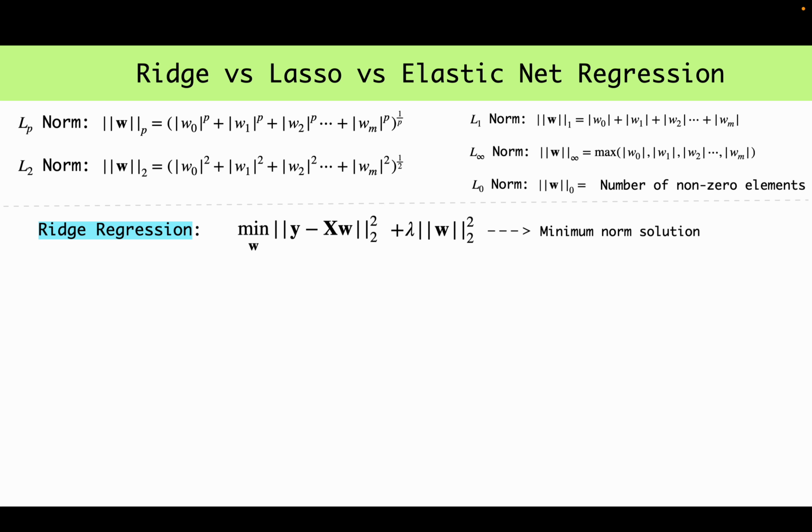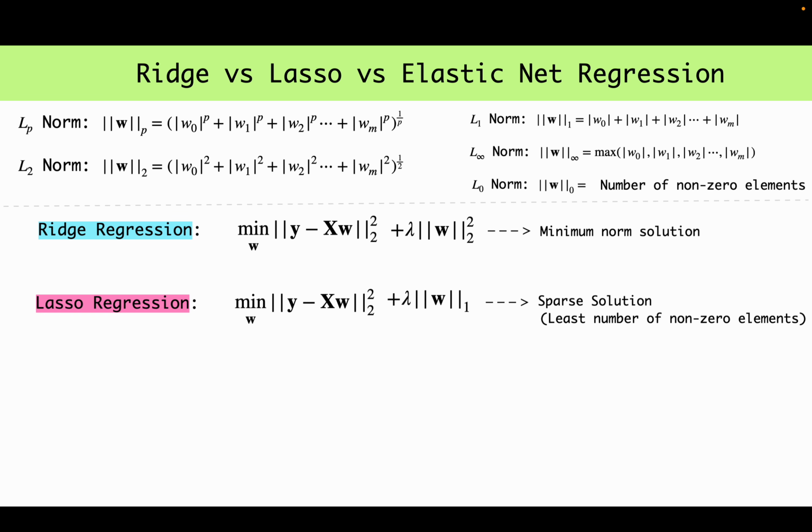So this is the first regression, called ridge regression, where we use L2 norm as a regularizer, and the second one is the lasso regression, where we use L1 norm to constrain our W vector. The advantage of using an L1 norm as a regularizer is that our number of non-zero elements becomes minimal, thereby it allows us to do feature selection. It can be used for feature selection.